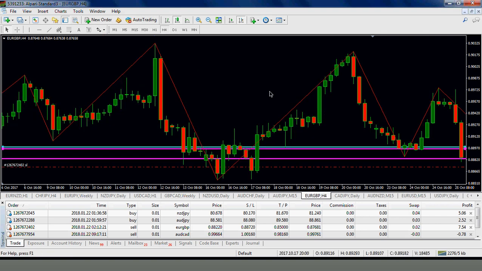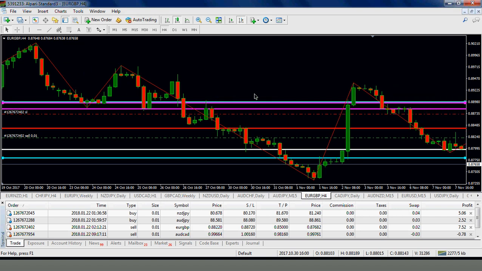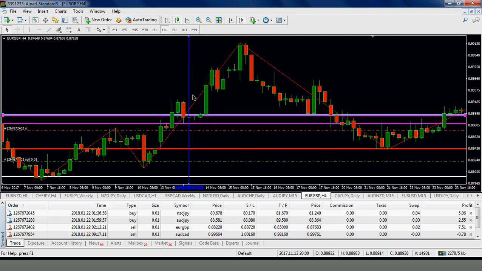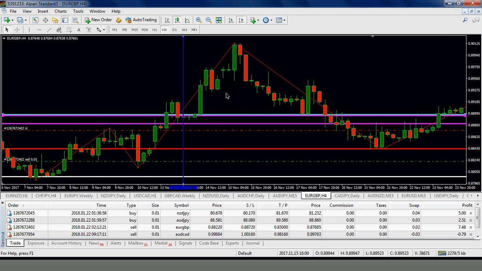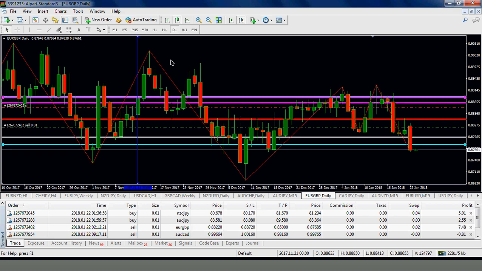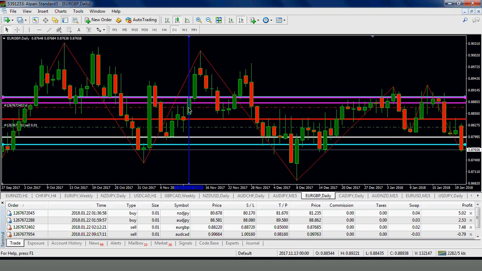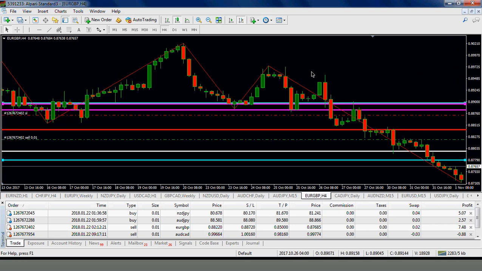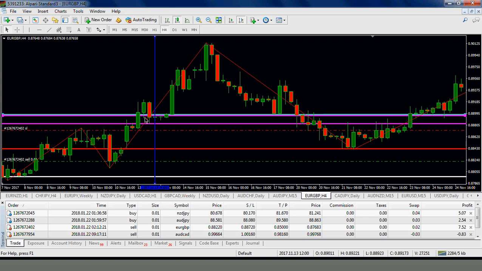Let's go to 4 hour. Okay. This is at the formation of this candlestick. I go to my daily. Okay, this is what I have on my daily. I need to be sure I'm on the right candle.